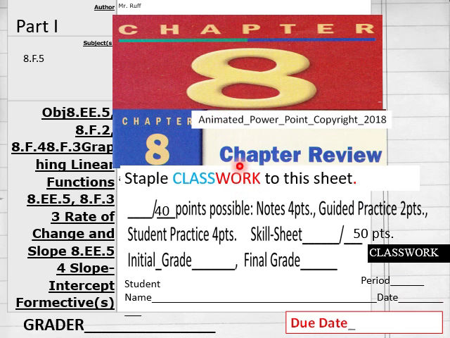Chapter 8, this will be the mid-chapter review for Chapter 8. You will have 40 points of note-taking in this review and then 50 points of classwork today.